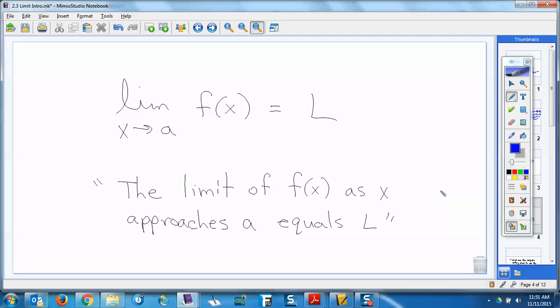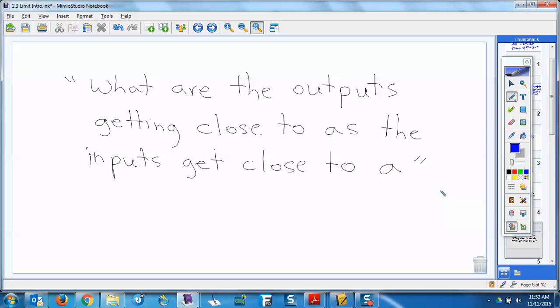It's what the outputs, well here, that's what I wrote on the next slide, okay? And I'll get to that in a second. Some of you are copying this down. But it's what the outputs, f of x, right? It's the outputs, the y values. The limit of f of x as x approaches a is equal to L. So it's what the outputs are getting close to as the inputs get close to some value a, right?